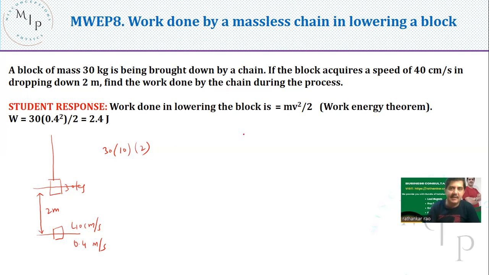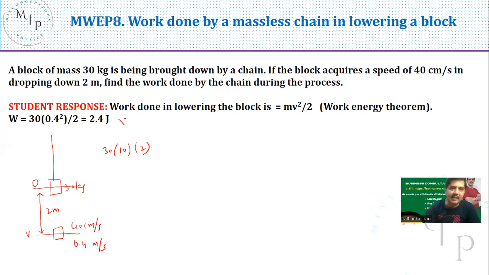The other one is that you directly use the work energy theorem. It states that the total work done is equal to the change in kinetic energy. Let me assume that the velocity was 0, and here it has a velocity v, which is 0.4 meter per second. As a result, the total work done in lowering the block is nothing but half m v squared. That's what they do, and finally get an answer.